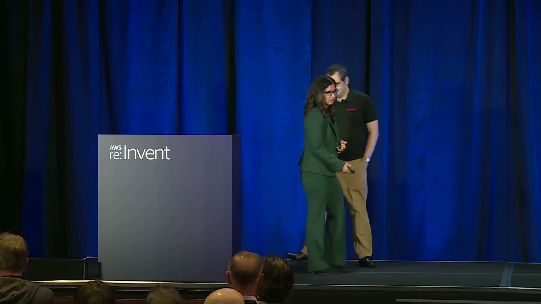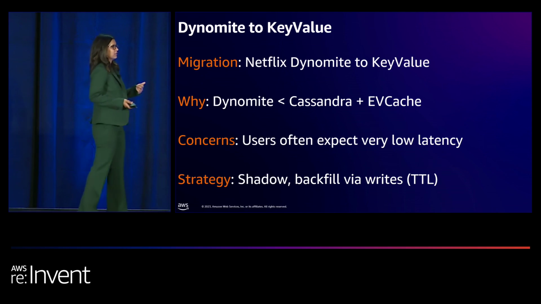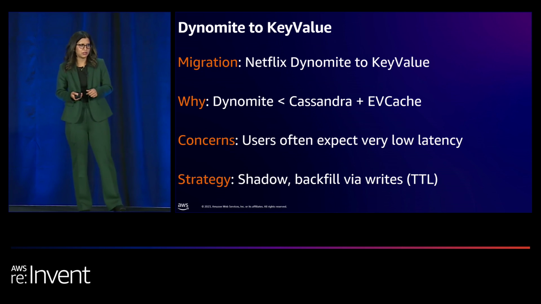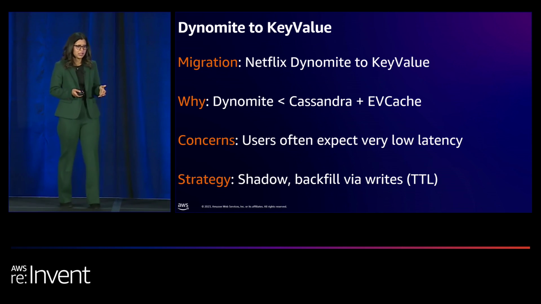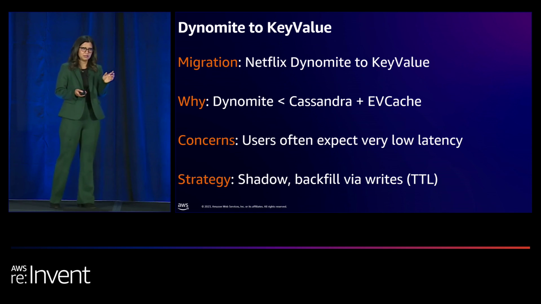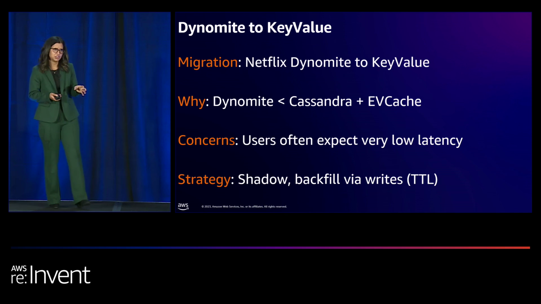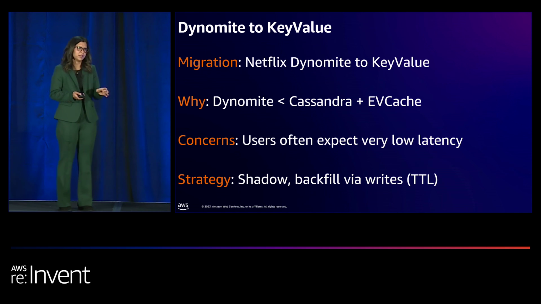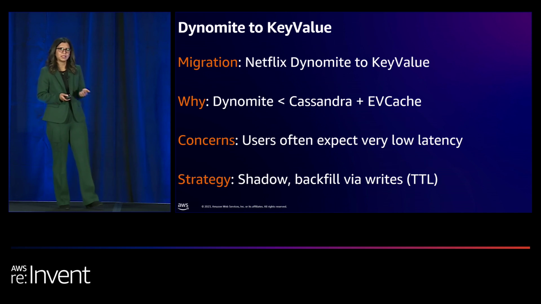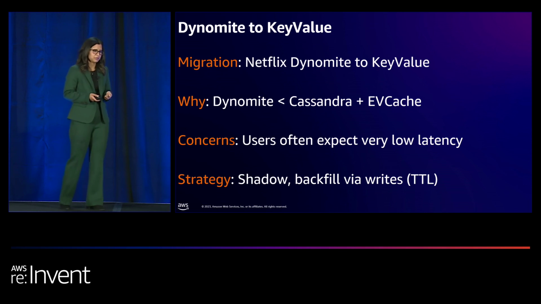Thank you. So another migration which we did at Netflix is the Dynamite to key value migration. Dynamite is a Netflix implementation of a distributed Redis data store. And why was this migration required? Because when we evaluated the performance of Cassandra connected with a cache, EVCache, we saw that the performance is way better than what Dynamite is giving us. So we carried out this migration. The major concern was that the user was very sensitive to low latency, and during this entire migration cycle, we could not afford to degrade the performance.